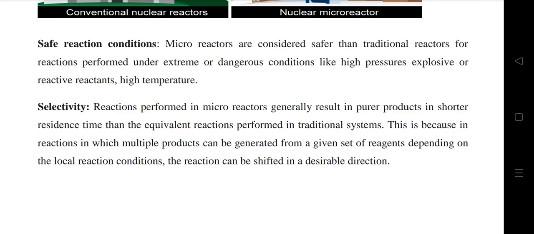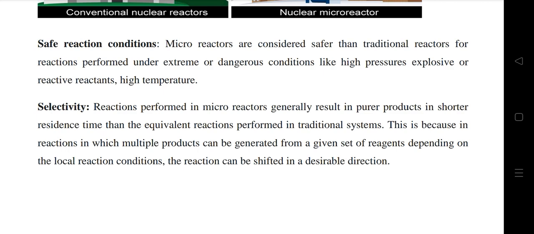Selectivity. One of the major benefits of using the microreactor is that reactions performed in microreactors generally result in a purer product in shorter residence time than the equivalent reaction performed in other reactor systems.